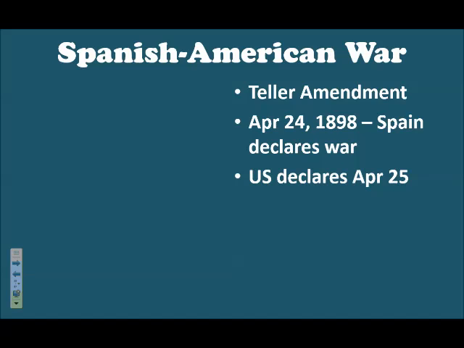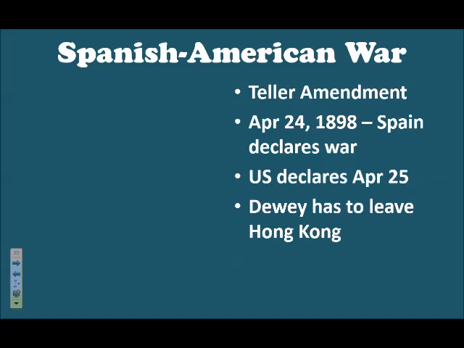We declare war on the next day, and when this happens, Commodore George Dewey has to leave Hong Kong. This is because Britain declares neutrality. And Dewey, as a representative of the United States Navy, can no longer be in Hong Kong because he is now a combatant. This ends up working really well because when Dewey and the 6 ships he has with him leave Hong Kong, it only takes them a few days to reach Manila.